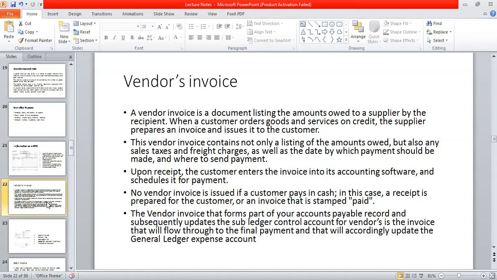This vendor invoice will form part of the accounts payable record and subsequently updates the sub-ledger control account for vendors in the invoice that will follow through to the final payment. We will accordingly update the general ledger expense account.